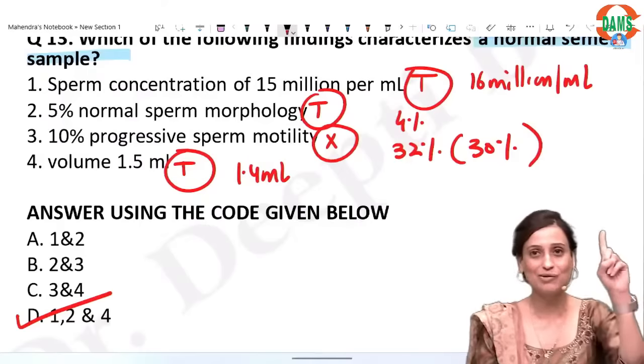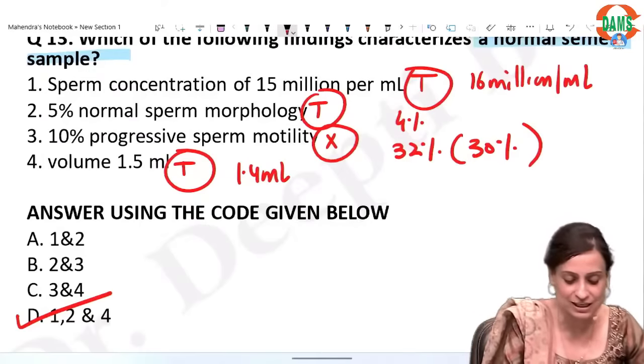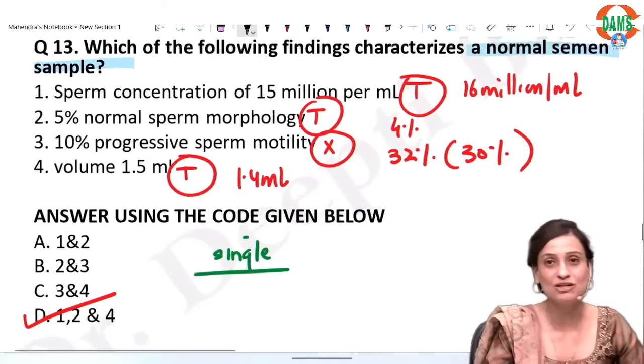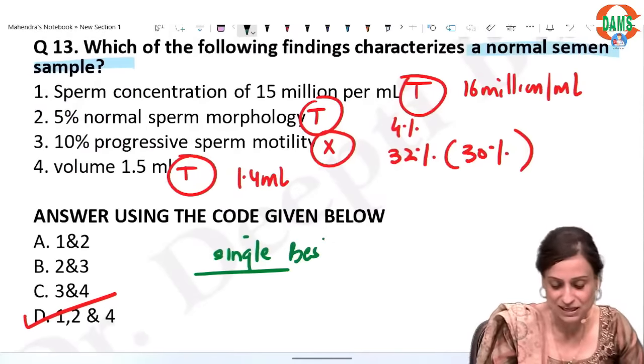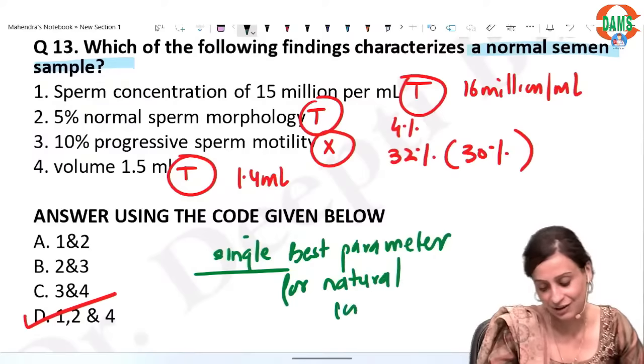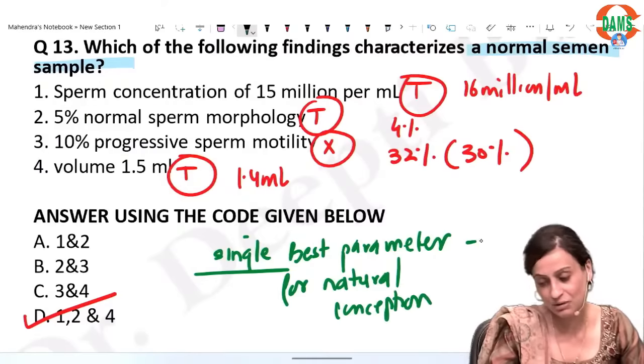Number one, question number one. Can you tell me which is the single best parameter for conception or natural conception? So please remember, single best parameter for natural conception is morphology. Okay? That is going to be morphology.